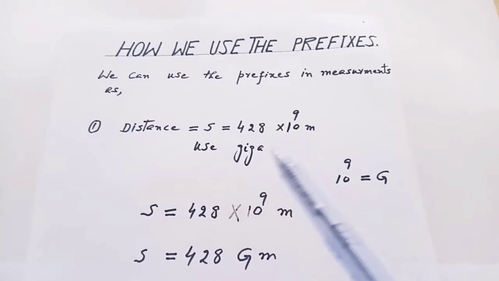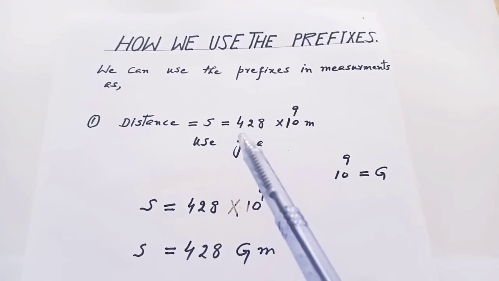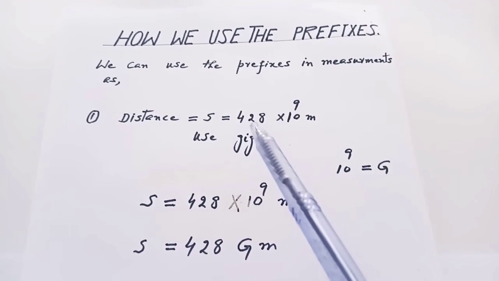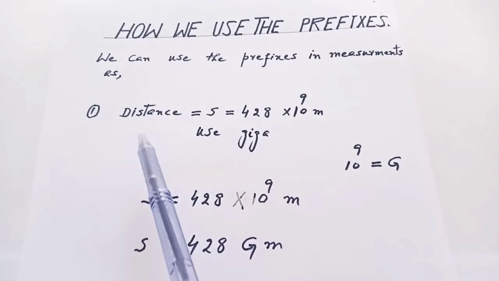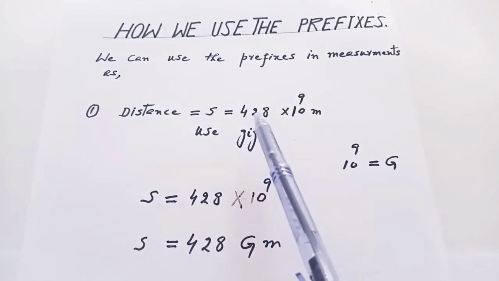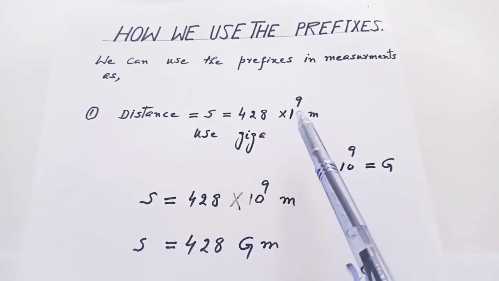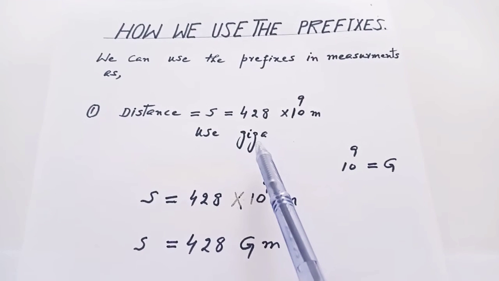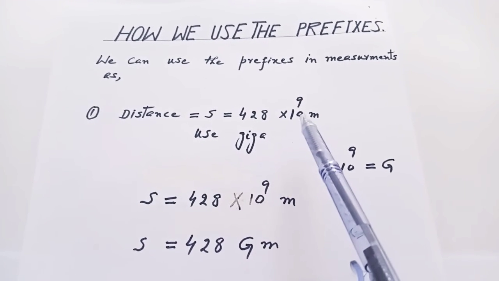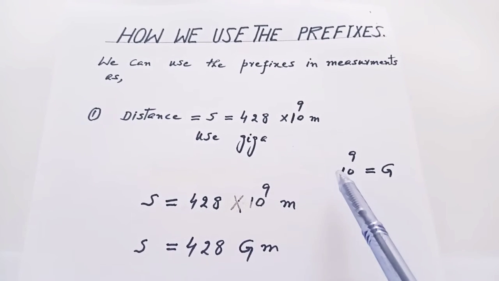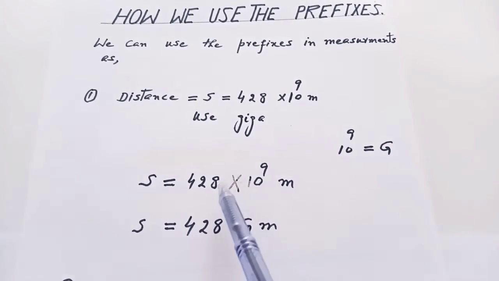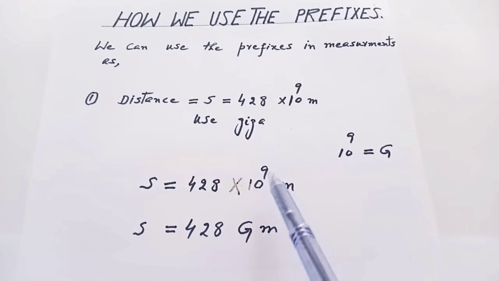Now, how do we use the prefixes? We have different measurements, and in these measurements we use the prefixes. For example, number 1: the distance is equal to 428 multiplied by 10 power 9 meter. Use the giga prefix here in this measurement. So 10 power 9 is equal to giga. We can write this measurement as 428 multiplied by 10 power 9.